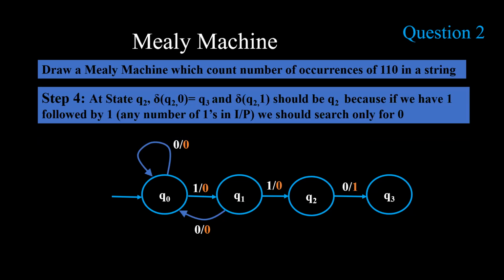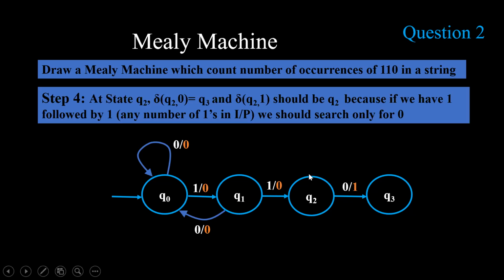So what we should do is check what will happen if I have 1, 1 at the back. From Q0 to Q1, I have 1. From Q1 to Q2, I have 1. Now I want to know, if I get 1 at this point, where should I move?